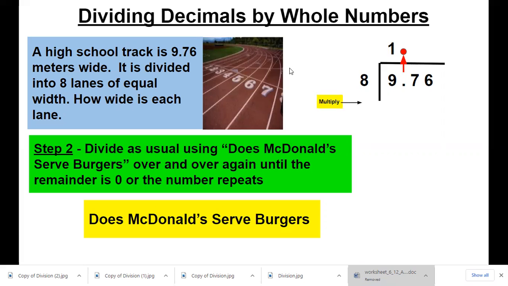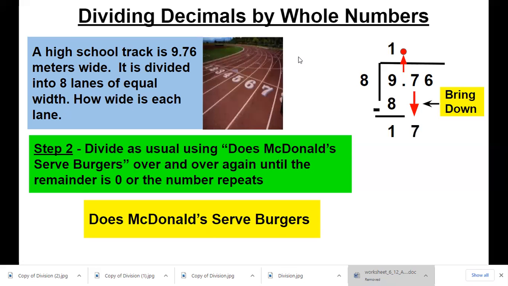So now I multiply. That's my McDonald's. I multiply 8 times 1. And that gives me 8. Now I do serve, subtract. 9 minus 8 is 1. And then I do burgers, which is bring down. What am I bringing down? Did you say a 7? Then you are correct. Bring down your 7.